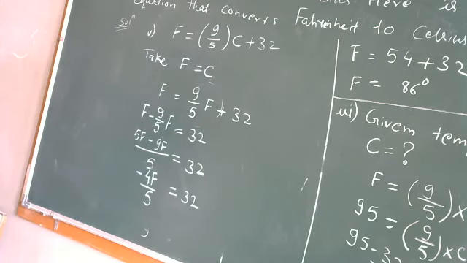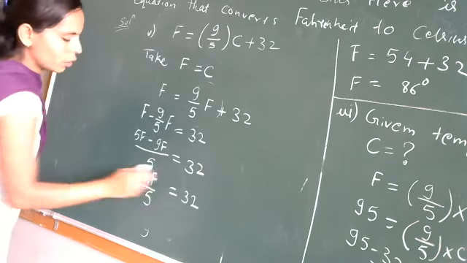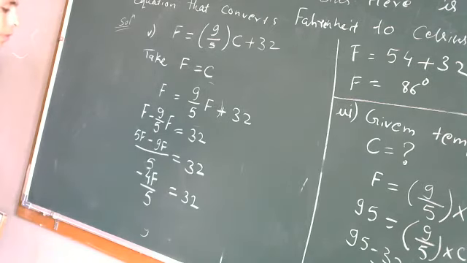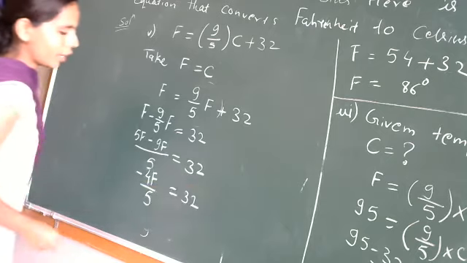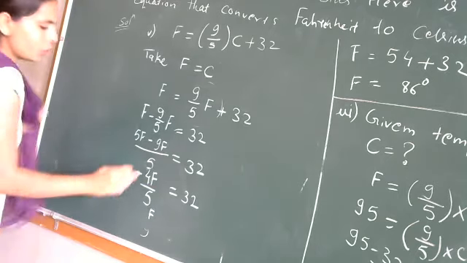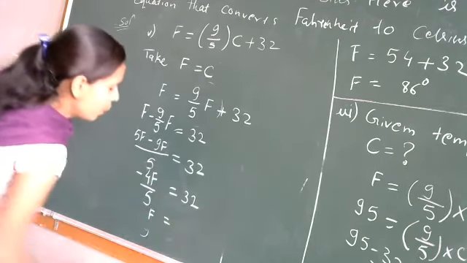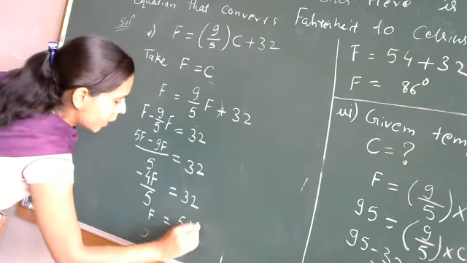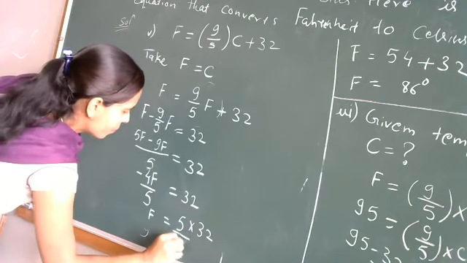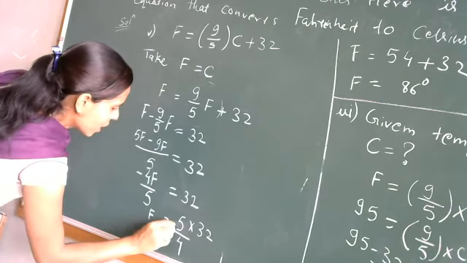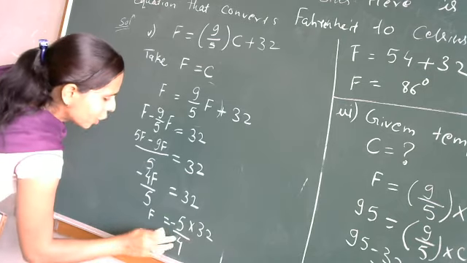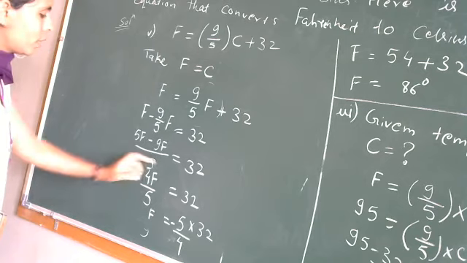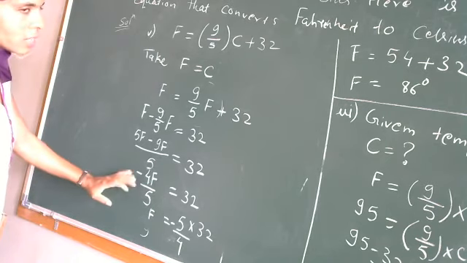Now what you have to do? You have to shift now. If you want to shift to this side, take F as it is, you want to shift only 4 upon 5. So it will be 5 upon 4, right? And the minus sign will be there. It is actually in the denominator, but you can take it as a whole minus sign, because if any value has a minus sign in the denominator, the whole value is considered negative only.